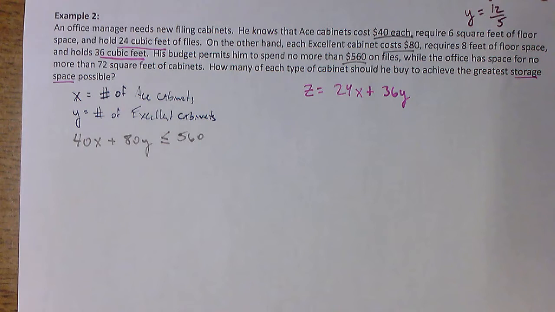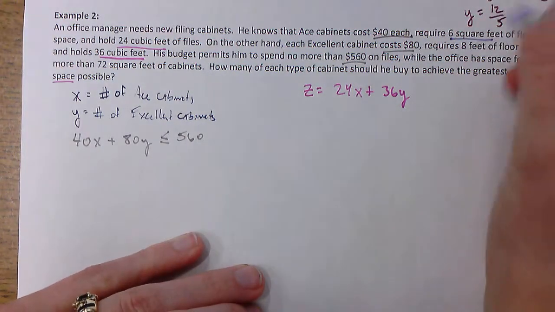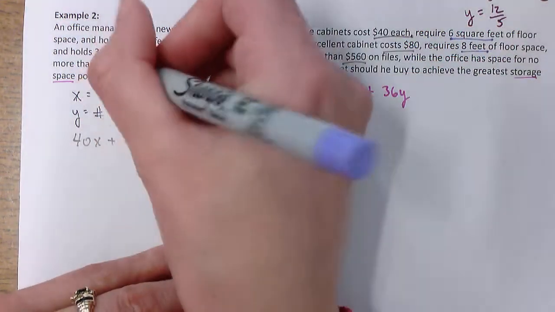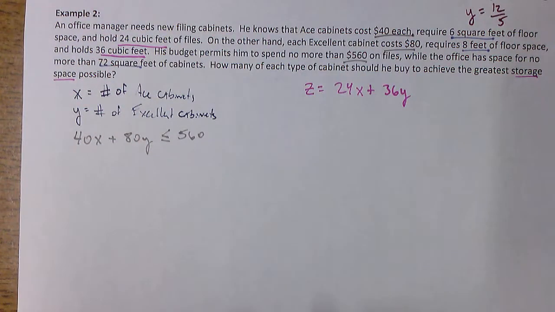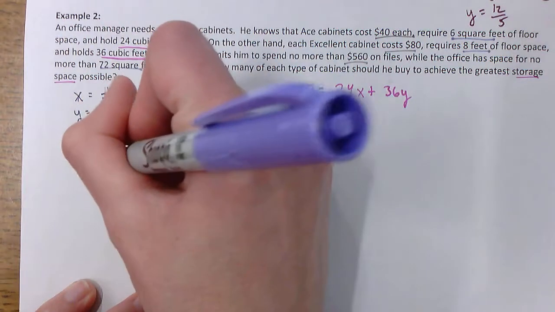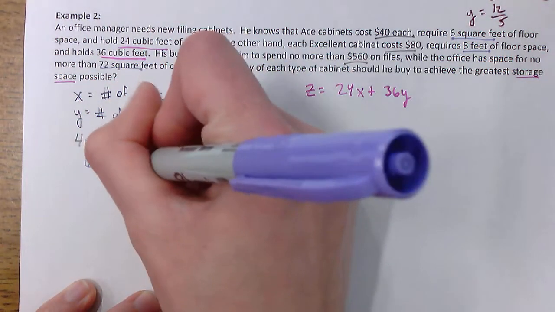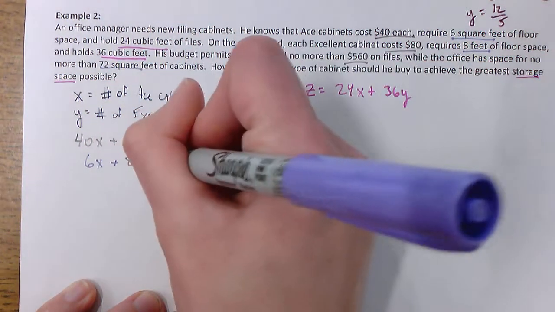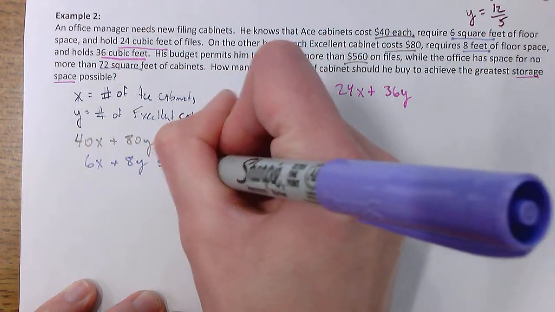Okay, and then my other constraint is the fact that I am limited on how much floor space I have available. So this one requires 6 feet of floor space. This one requires 8, and I only have room for 72. So 6 feet per ace cabinet plus 8 feet per excellent cabinet needs to be less than or equal to 72 square feet.